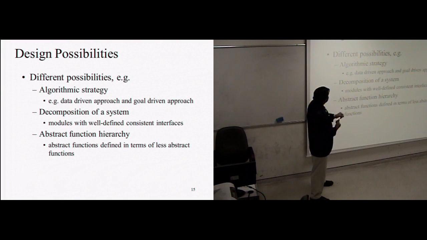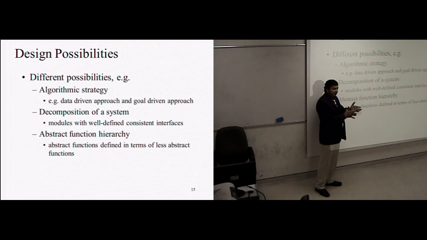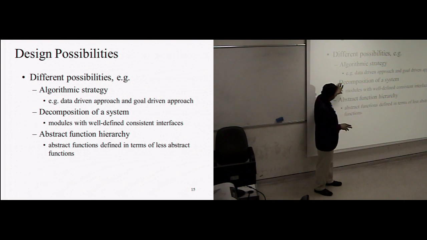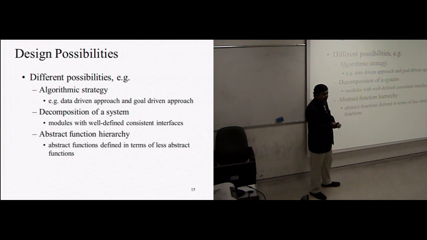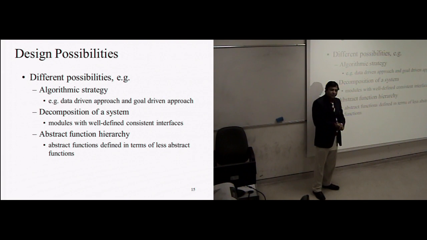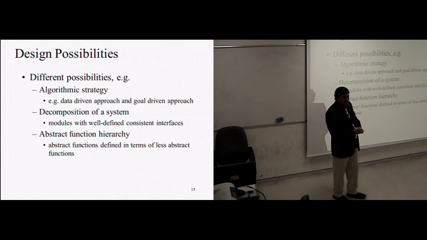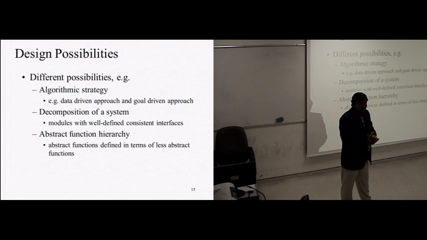Okay. Then decomposition of a system, that is the hierarchical stack and the flow chart. So you decompose the system into main sub-functionalities. Divide the main functions into sub-functions. And then you have the abstract functions. You know, we have abstract classes. We have abstract methods. Abstract class.